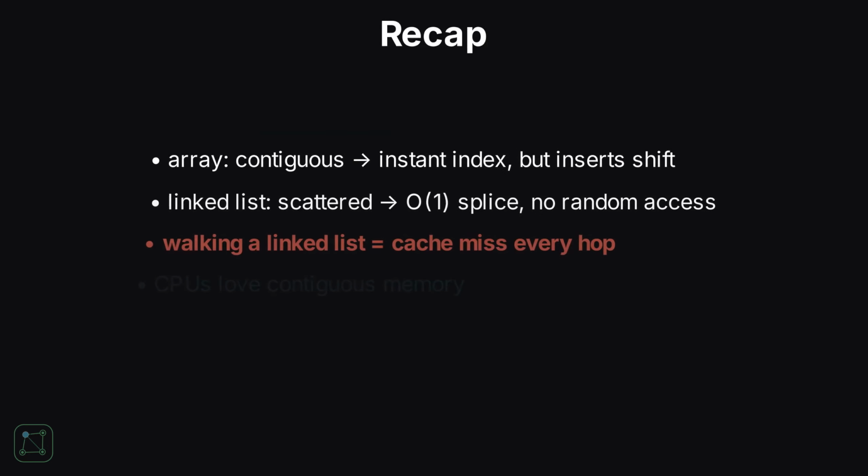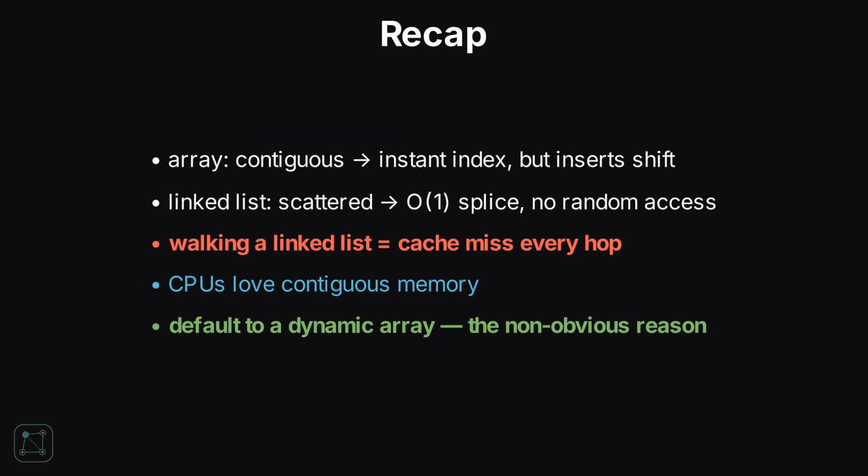Recap: an array is contiguous, instant random access, but inserts shift everything. A linked list is scattered with pointers, constant time splicing, but no random access and brutal cache misses when you walk it. Because real CPUs love contiguous memory, the dynamic array is almost always the right default, the obvious choice, for the non-obvious reason.